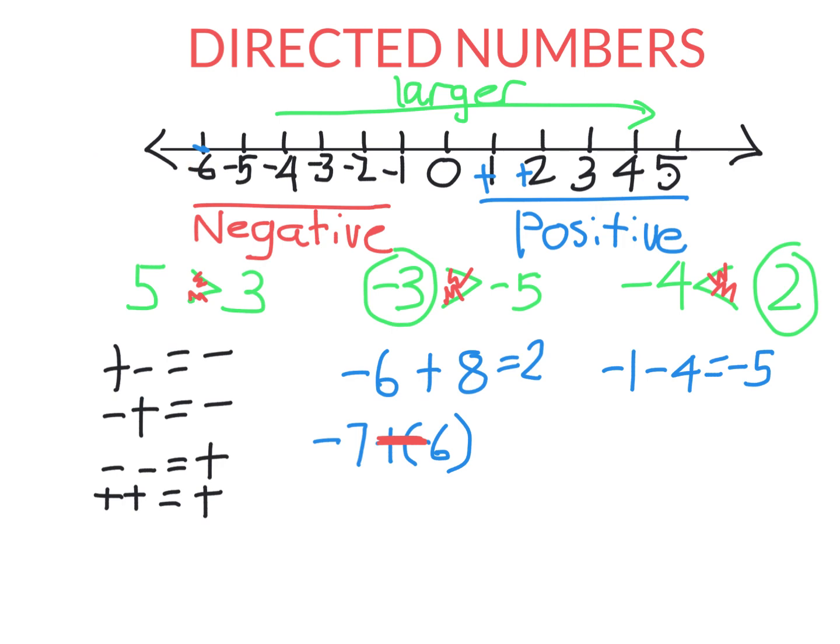The number line helps us add and subtract, but we need to be able to do these without a number line. So starting at -7, we're reducing it by 6. We're going 6 to the left. We end up getting -13.